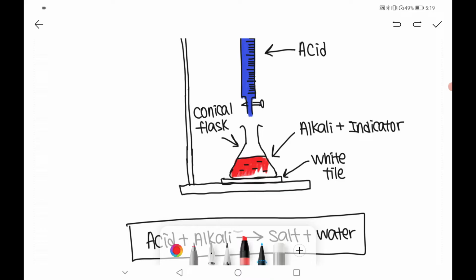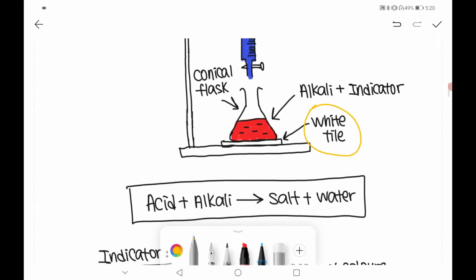That's why I say all of you must know the color of the indicator in acidic form, in neutral form, and in alkaline form. The last thing is this: why do we need to put a white tile here? Because if you put something white at the bottom, the light can reflect very well. With more light reflection, your eyes can see the color change more clearly. So the white tile only helps us to see the color change more clearly.